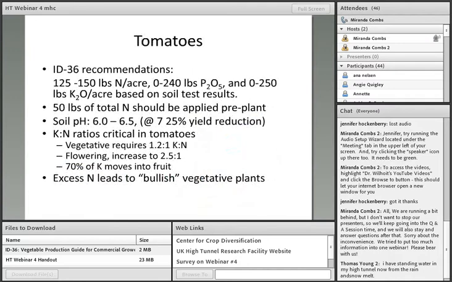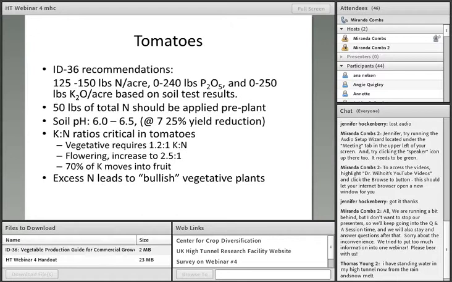So again, we'll use tomatoes for an example. For the IDS recommendations for open field, the nitrogen recommendation rate is 125 to 150 pounds per acre. And depending on your soil test, your P2O5 or your phosphorus or your potassium additions are going to range from 0 to 240 or 0 to 250. So that's a pretty broad range, and to me that's another reason to show why the soil test is important, because it's going to dictate how much potash or how much phosphorus we're going to apply. I'm usually looking at applying around 50 pounds of the nitrogen up front pre-plant in some sort of dry material form.